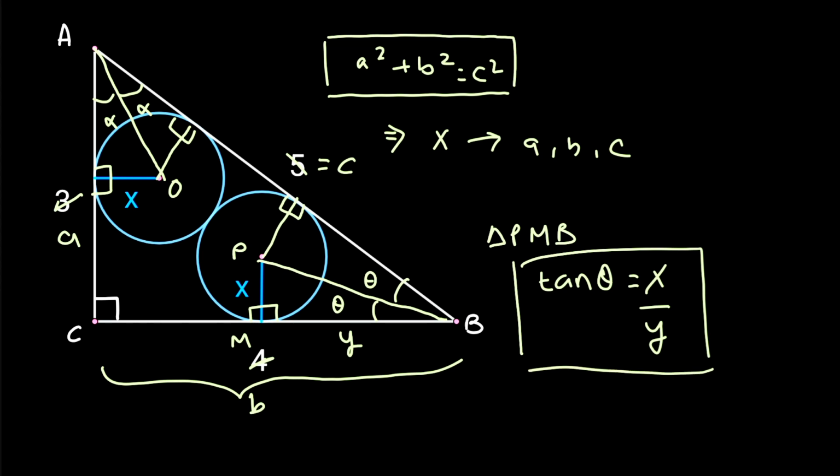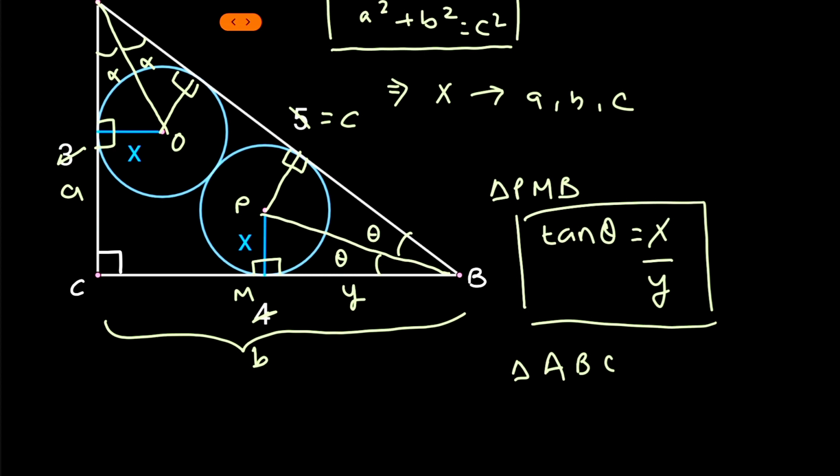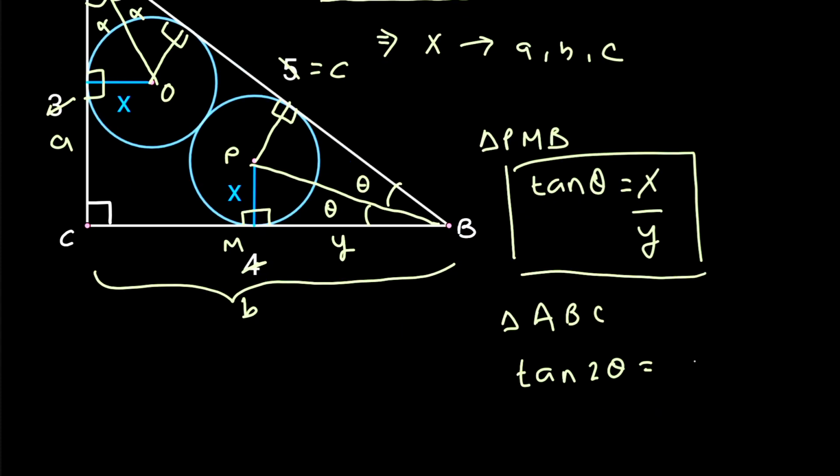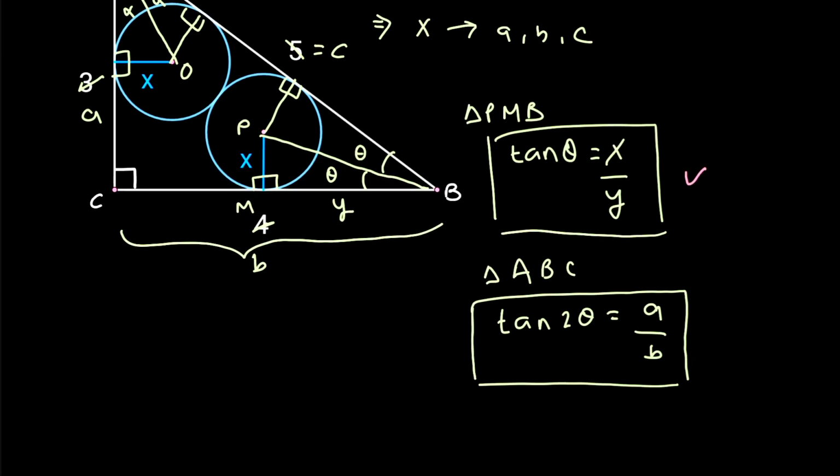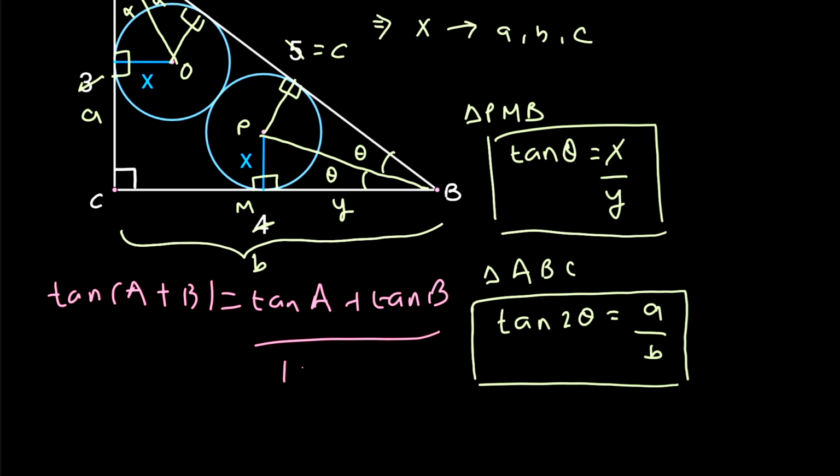Now with this triangle, take the triangle ABC, that is the complete right angle triangle, the biggest one. So in that right angle triangle, the value for angle B is 2 times theta. Therefore, the value for tangent of 2 theta would be equal to opposite upon the adjacent, therefore A upon B. So now over here we have the value for tan 2 theta, and previously we got the value for tan theta. So now to assemble these two equations together, we will utilize a trigonometric identity, that is tangent of A plus B equals tangent of A plus tangent of B divided by 1 minus tangent of A multiplied with tangent of B.